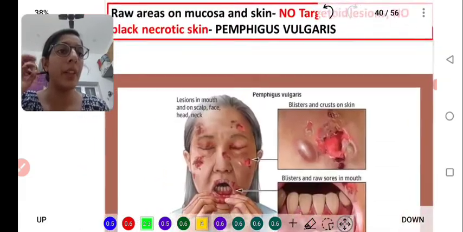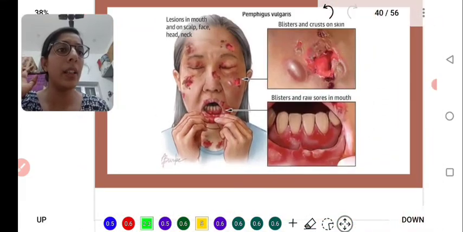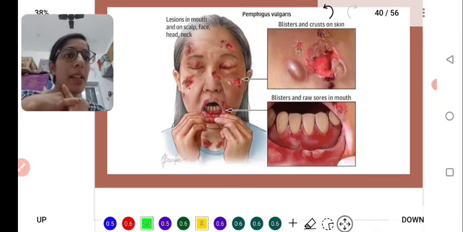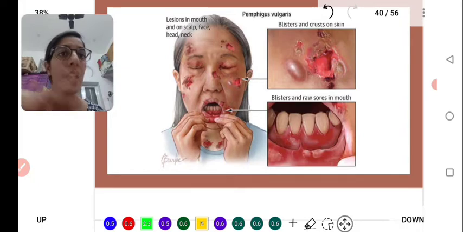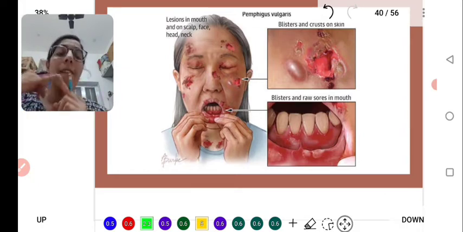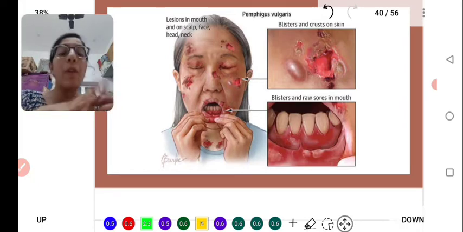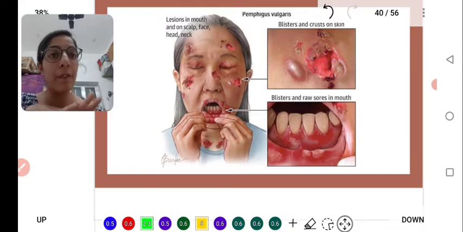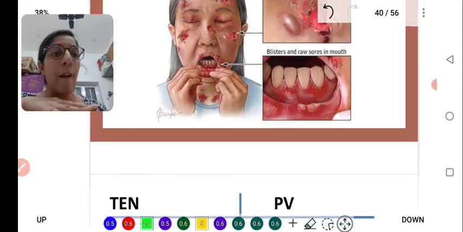Yes, now here's done. Look here at the blisters. Okay, blisters are present. These are the flaccid blisters, mucosa is involved, and the skin is also involved. This is known as pemphigus vulgaris. When there is no mucosal involvement, only skin involvement, that is known as pemphigus foliaceus.